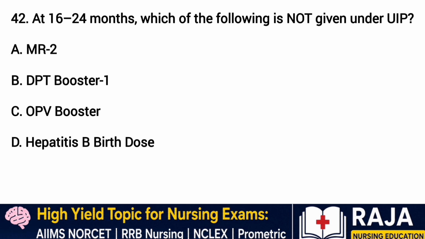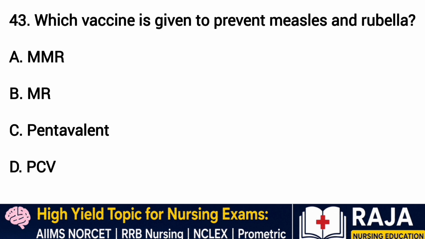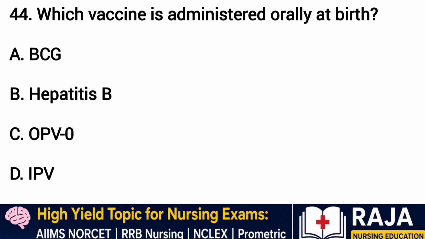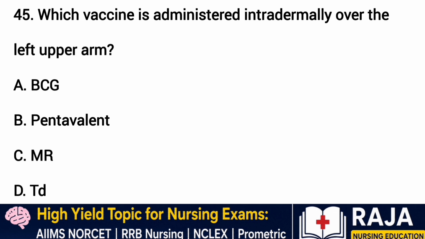At 16 to 24 months, which of the following is not given under UIP? The answer is D. Hepatitis B birth dose. Which vaccine is given to prevent measles and rubella? The answer is B. MR vaccine. Which vaccine is administered orally at birth? The answer is C. OPV 0. Which vaccine is administered intradermally over the left upper arm? The answer is A. BCG vaccine.